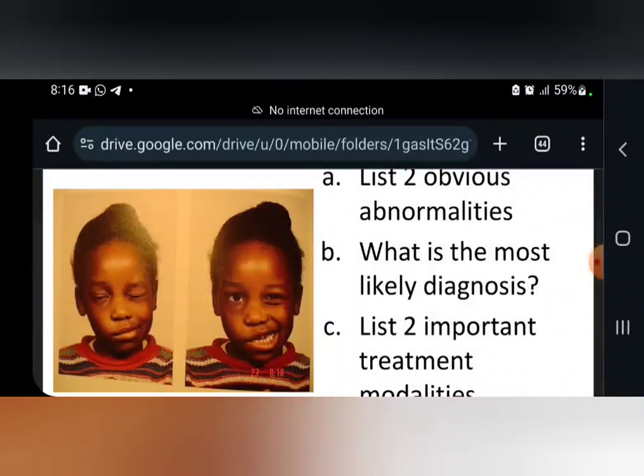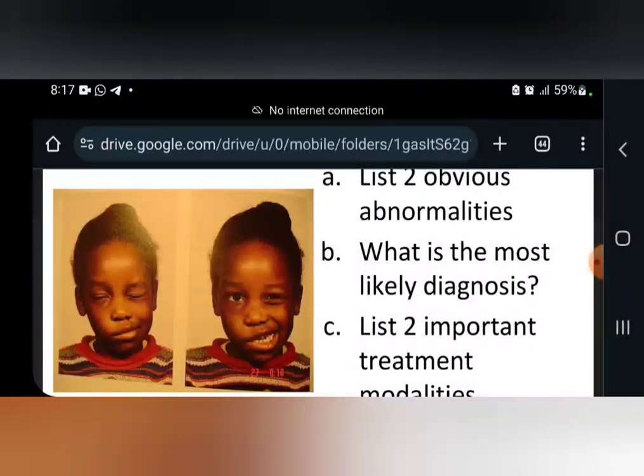We have deviation of the mouth toward the left side. The two obvious abnormalities are deviation of the mouth toward the left side, and loss of nasolabial fold on the left side. Is it on the right side? Sorry, deviation of the mouth on the left side, loss of nasolabial fold on the right side.